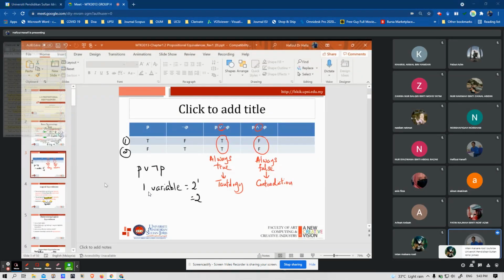Okay, for example, here we have P or negate P, one variable. Always true is a tautology, always false is a contradiction. If you find, let's say, this one false, this one true, it is called a contingency.